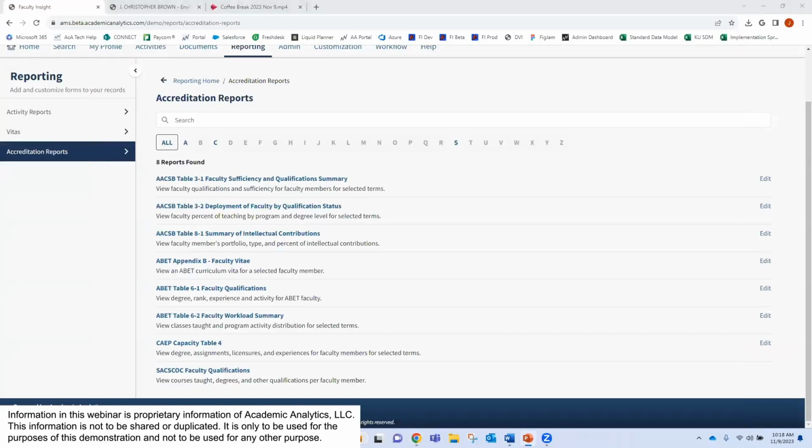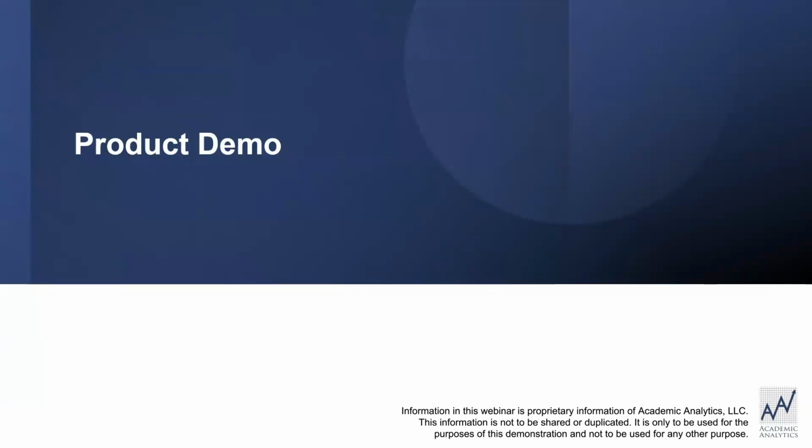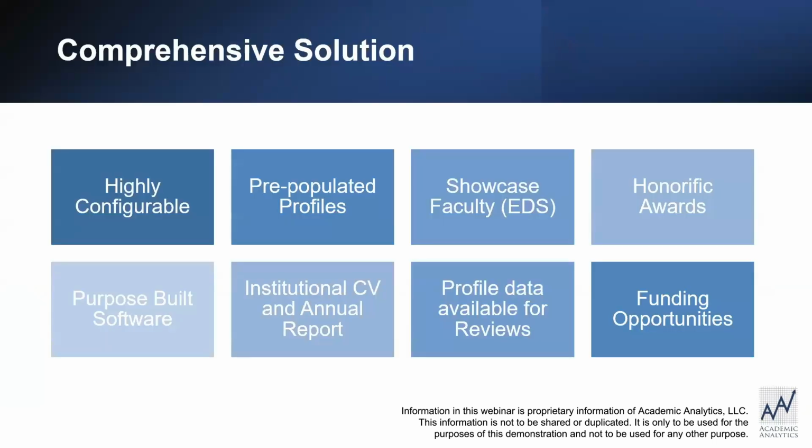All right, let's go back to our PowerPoint. So the goal here of FI and FAR is really to provide a one-stop shop for faculty members, starting in FI by offering the ability to search for honorific awards, funding opportunities, and collaborators, and then offering customizable activity reporting, which can then be showcased through the external discovery site, as well as used for institutional reporting, as well as reviews and workflows.